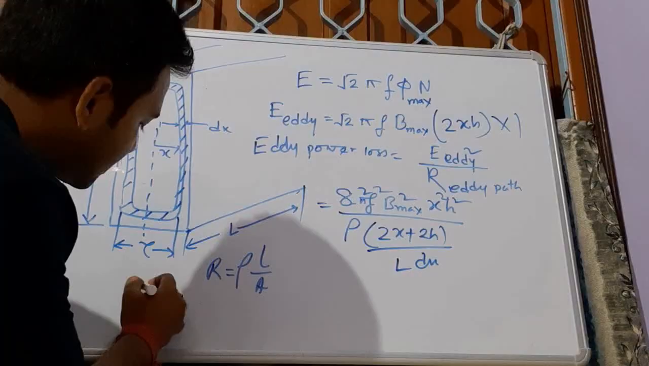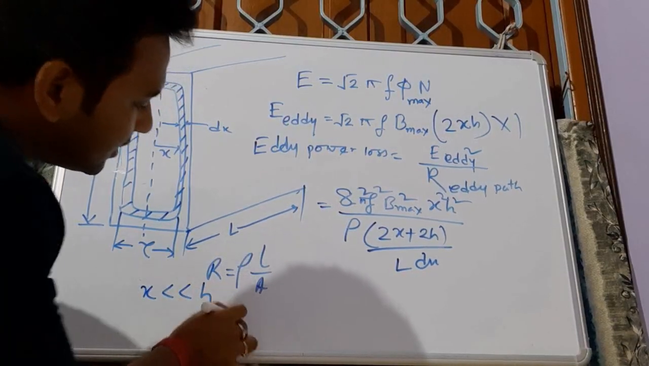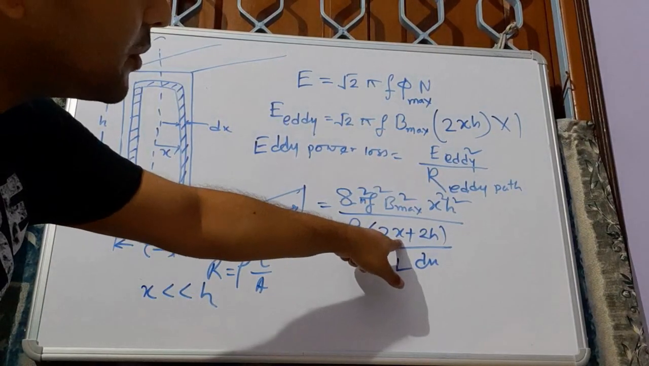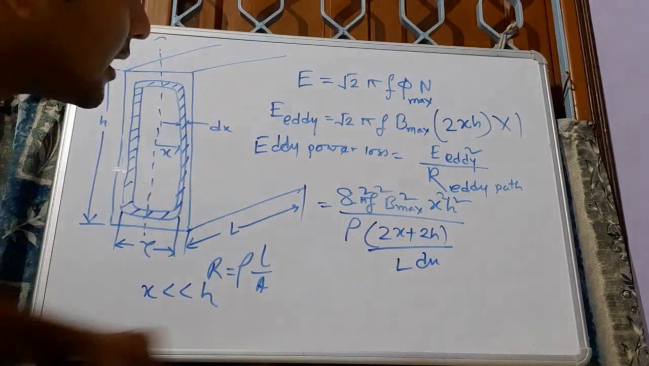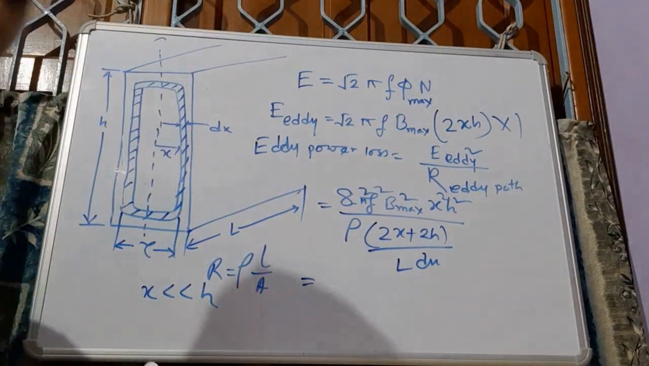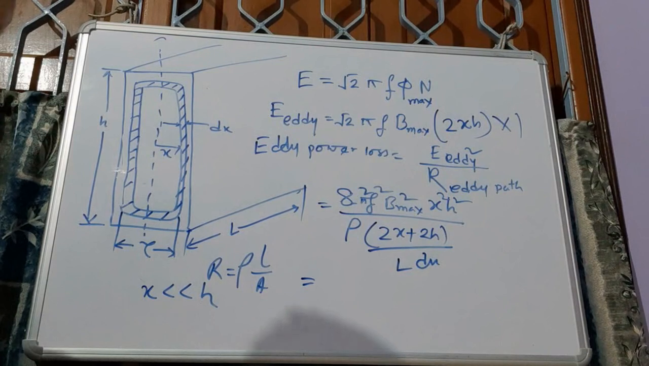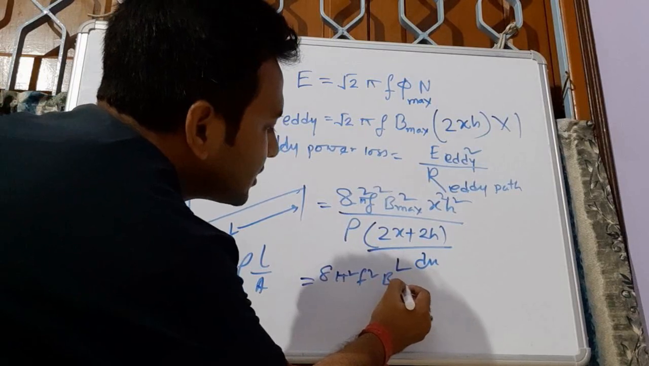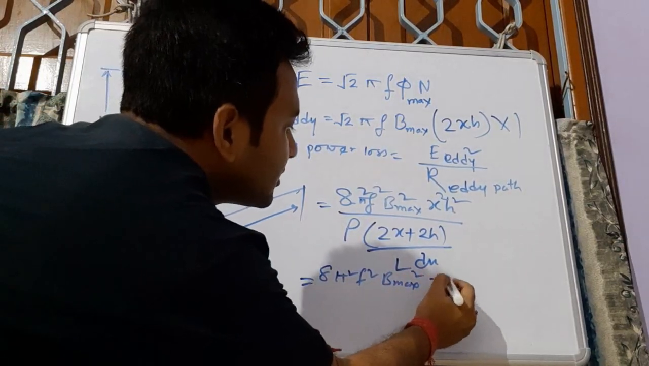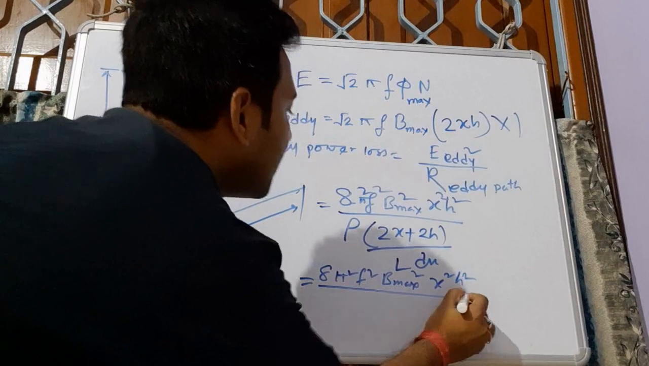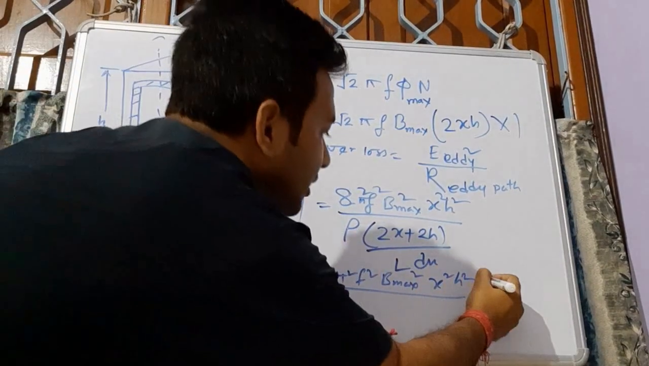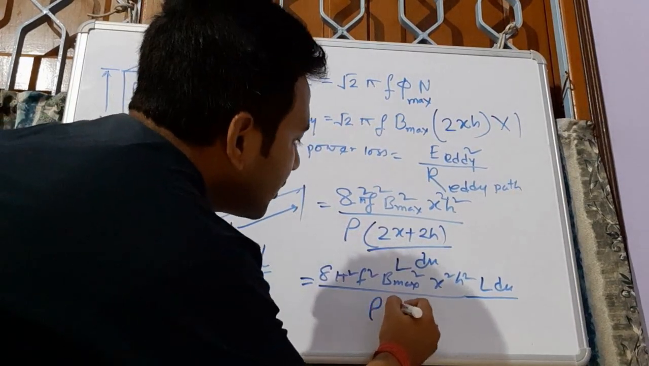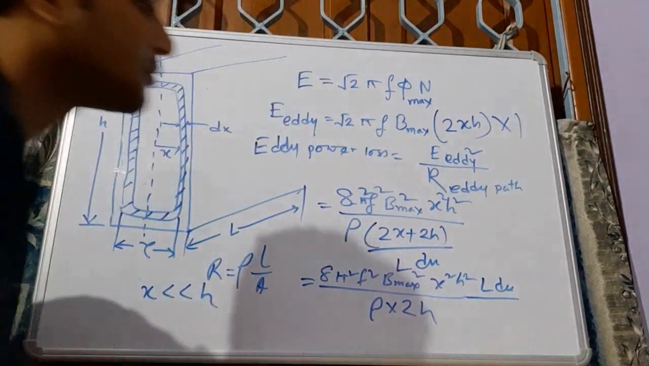X is very smaller than h, right? So we can neglect this x term. So what will be the final equation? The final equation will be 8 pi square f square B max square x square h square into L into dx, divided by rho into 2h.